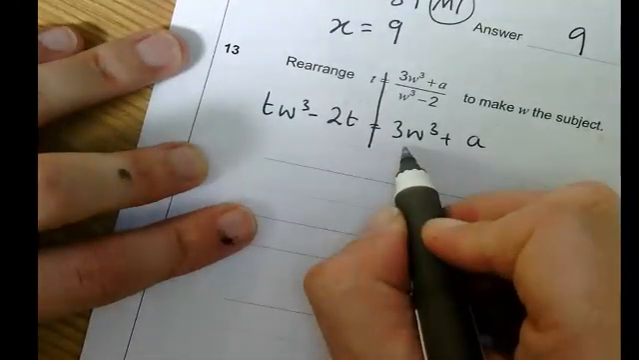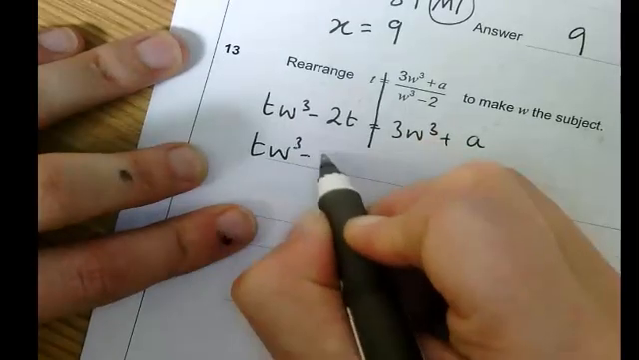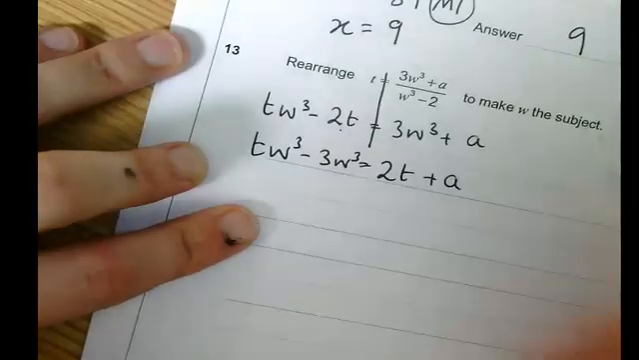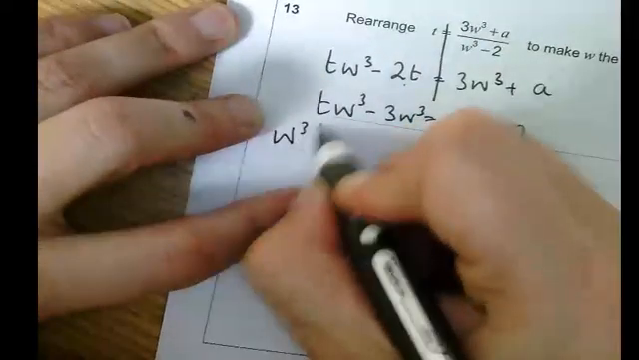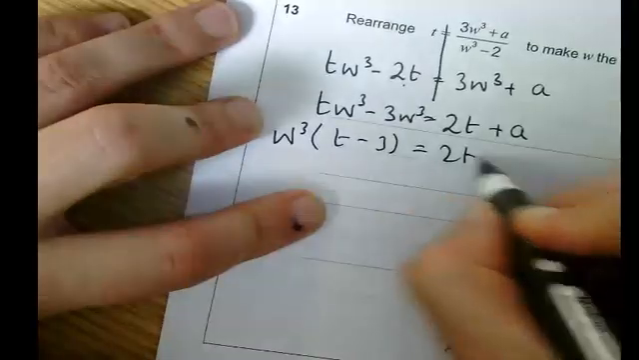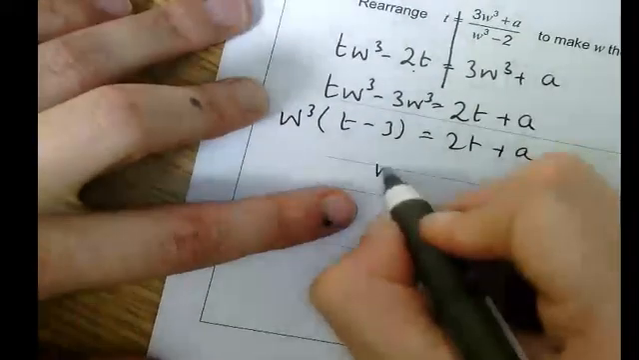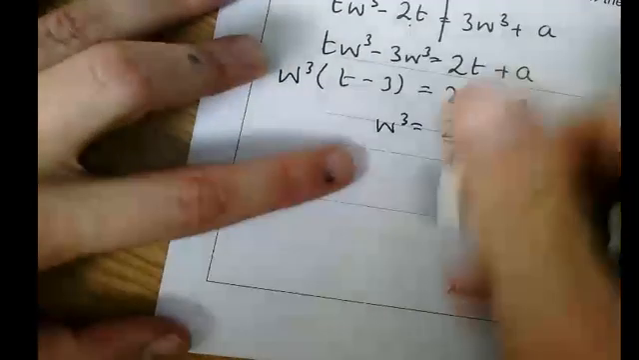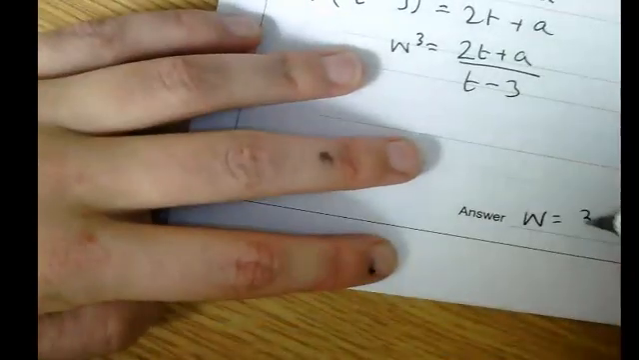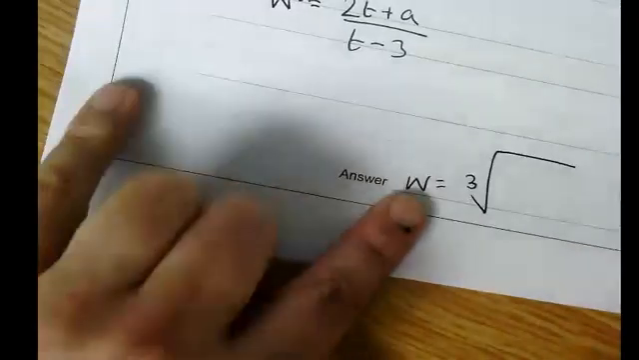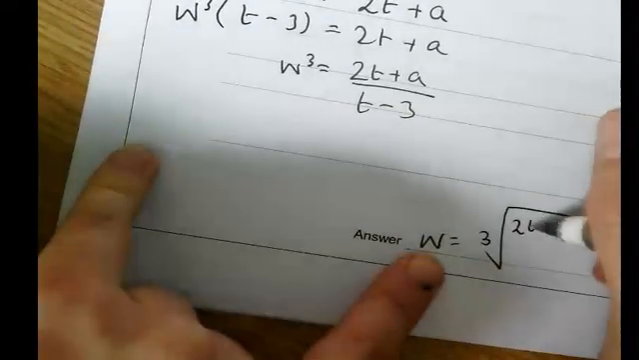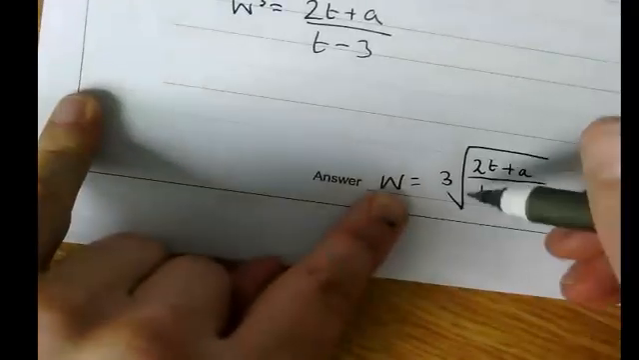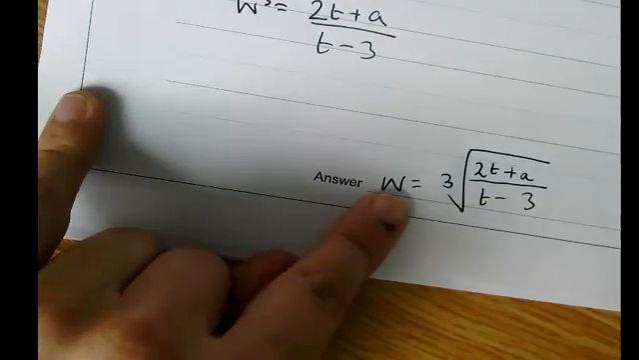So I'm going to subtract 3w cubed. So tw cubed subtract 3w cubed, and I'm going to add 2t is equal to 2t plus a. Factorising out w cubed, and then dividing through by that factor. And then finally cube rooting. Making sure that I include w in my answer. I'll lose a mark if a w is not in my answer. And making sure my cube root extends all the way over that fraction.